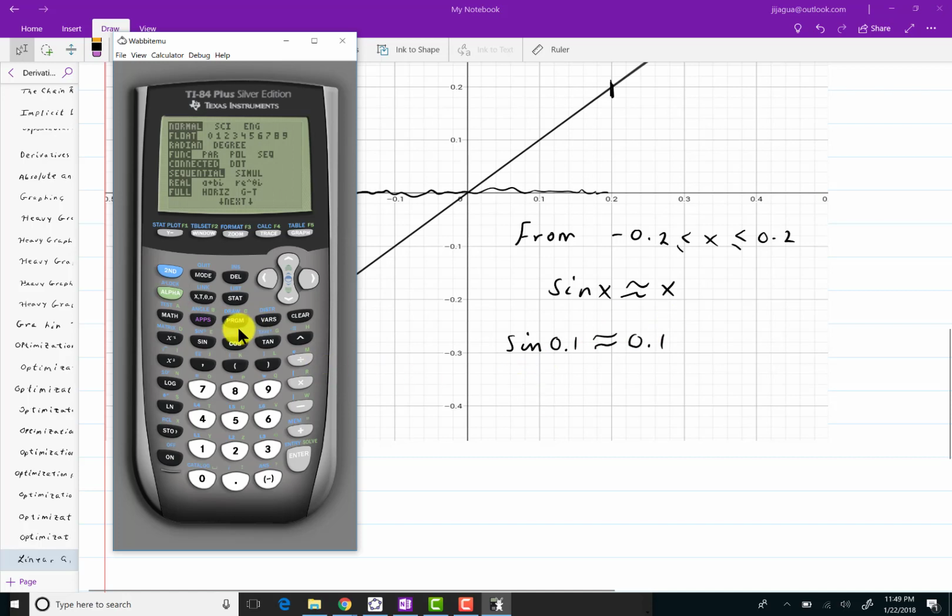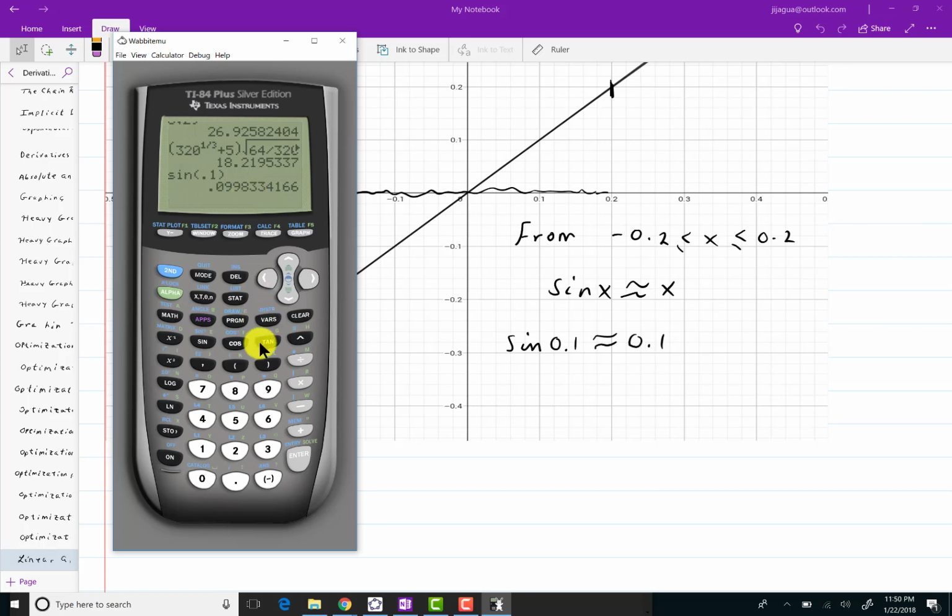So let me get out of that spot. I'll second quit. And let's see how close this is. Let me do sine of 0.1. Let's see how close this is. Look at the sine of it. So we have 0.0998. If you rounded to 1, 2, 3, even 4 places, you'd have the same answer.